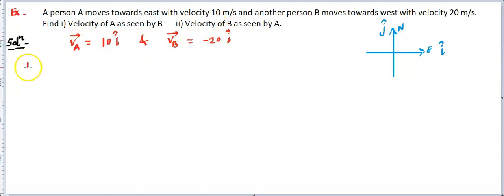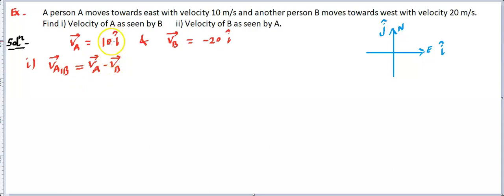And in the first part we need to find the velocity of A as seen by B. That means we need to find velocity of A with respect to B, or as seen by B. And we have got to know this can be talked about with respect to ground, so it can become VA minus VB.